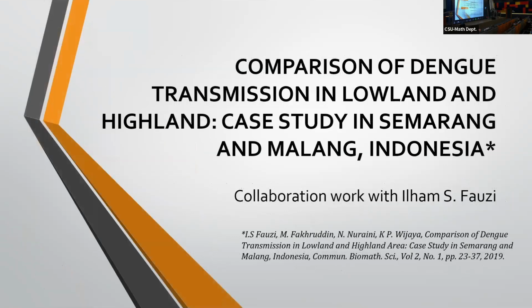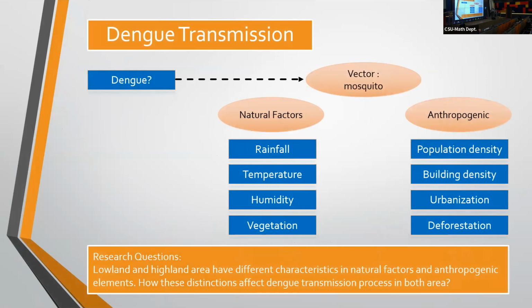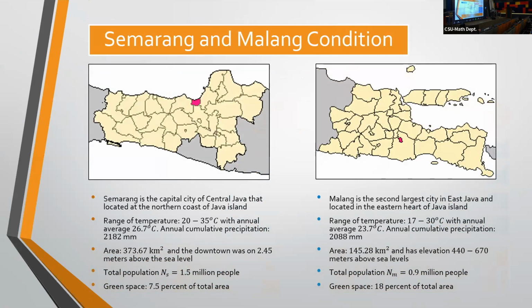And the second, we compare lowland and highland in Semarang and Malang. We already know the Semarang data from the previous talk, and Malang is already published in this journal. We also have the climate factor, and then we try to compare these two areas.